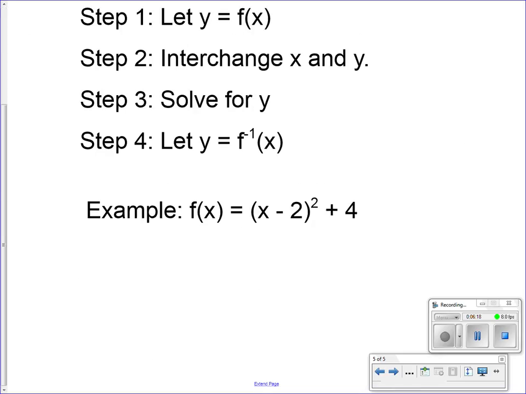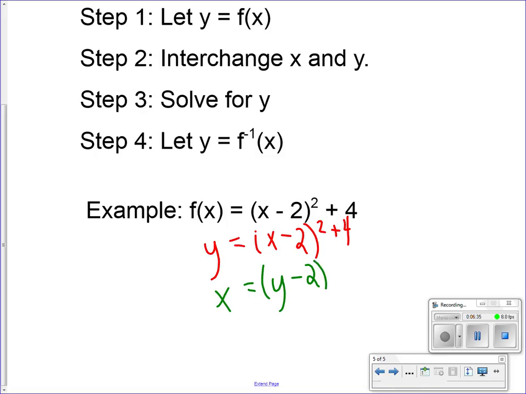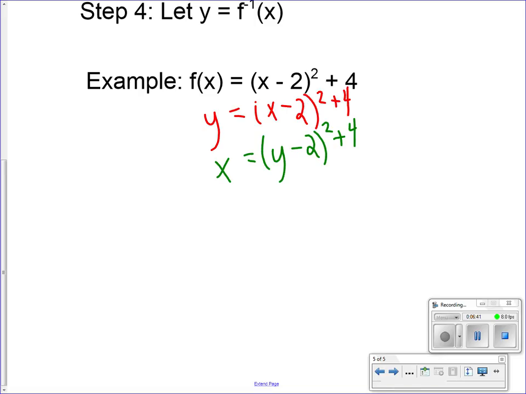So here's an example. Step 1, rewrite the f of x as the letter y. Step 2 is to switch the x and y. So this y becomes x, and that x becomes y. Everything else stays the same. Step 3 is to solve. Here's where you're implementing all of your algebra skills.